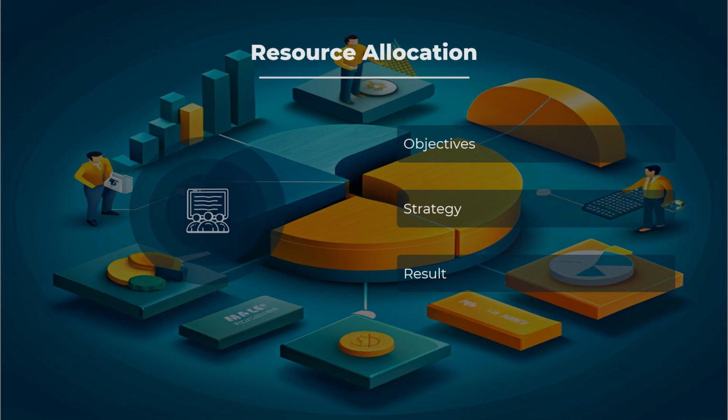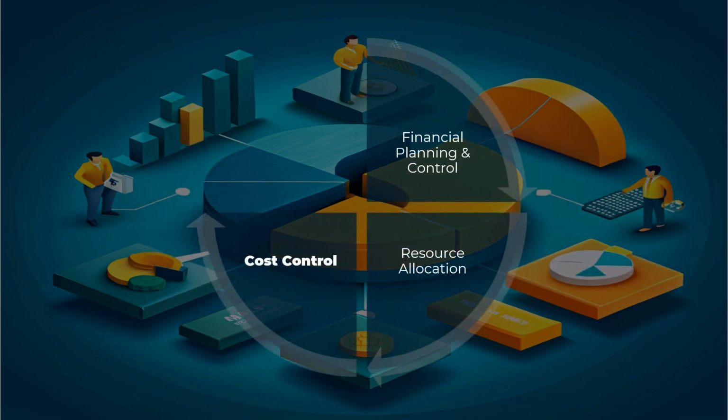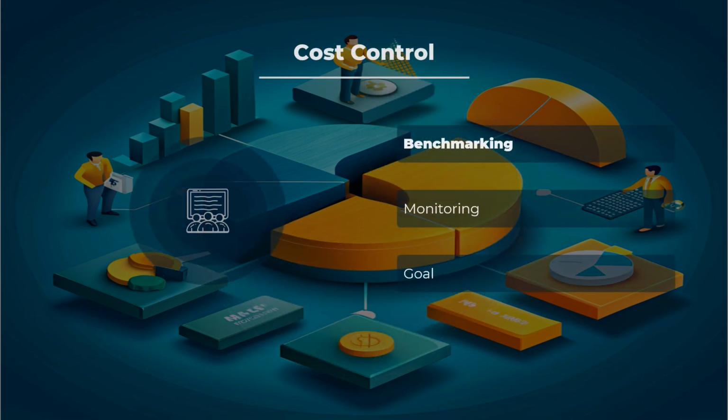Scenario: for a marketing campaign, resource allocation ensures funds are distributed across various channels like social media, print, and events, optimizing the campaign's effectiveness. Cost control. Establishing cost baselines against which actual expenditures can be measured. Regularly tracking expenses to identify variances from the budget. To maintain financial discipline, ensuring the project remains within budget and financial targets are met.